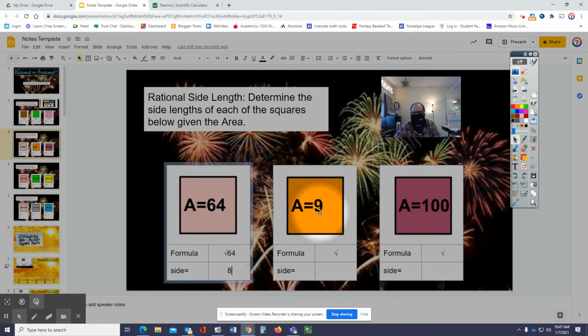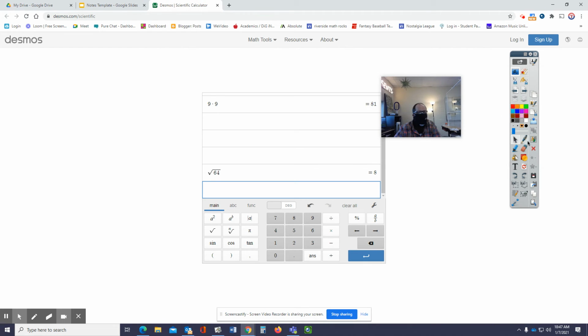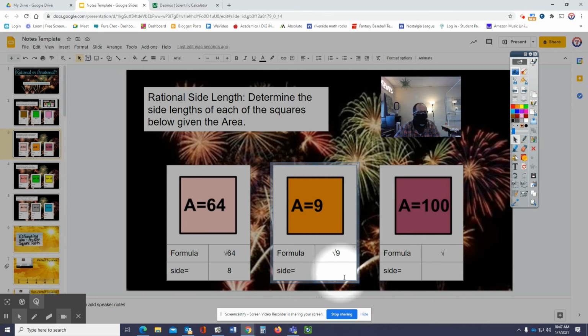Now let's look at the middle square here. This one has an area of 9. So in the formula section, I'm going to click down here, and I'm going to say I want to find the square root of 9. I don't know what that is, so I'm going to go back to the calculator up here. And this time again, I'm going to click on the square root symbol on the left side over here. So we'll say square root of 9, press enter, and this time we end up with a 3. So the square root of 9 is 3. So we come back over here, and my side length, I'll put a 3 there.